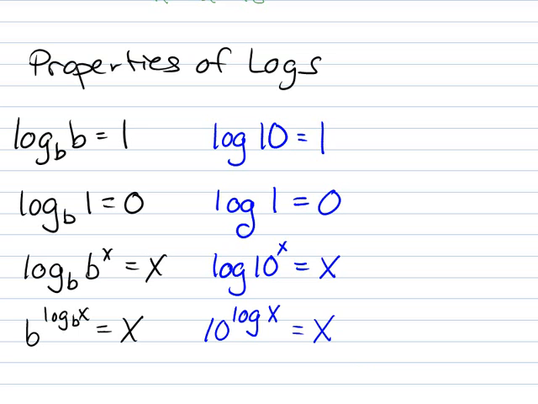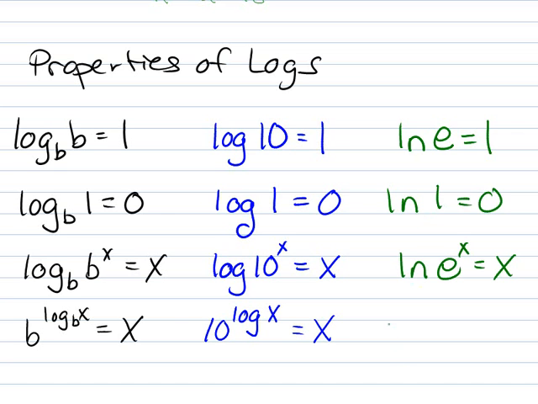And then recognizing in natural log, just continue to look goofy. Natural log, again, base e of e is 1. Natural log base e of 1 is 0. Natural log base e of e to the x is x. And e to the natural log base e of x is x. So that's how they're going to look. These are all the same. They're just written with different notation.